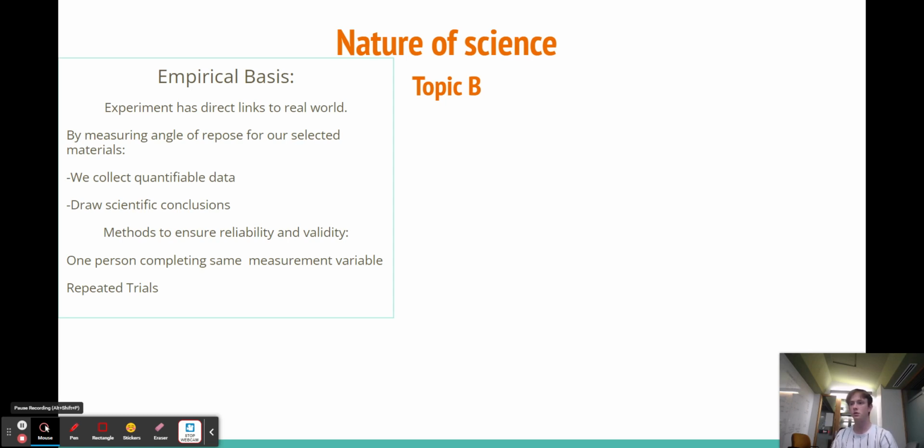The methods we use to ensure validity and reliability are crucial to empirical basis. We kept our experimental environment reliable through a single person completing the accurate measurements and the others completing standardized processes such as pouring the materials and recording data. Repeated trials enhance the reliability of the dataset, allowing for the establishment of a consistent angle average. This empirical rigor underscores how scientific knowledge is systematically created and validated through careful, repeatable experimentation.